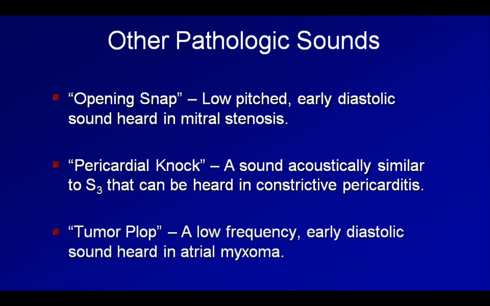Last, the tumor plop is a low-pitched early diastolic sound occasionally heard in the presence of an atrial myxoma. It occurs when a relatively mobile tumor moves in front of the mitral valve during diastole. It can cause a functional mitral stenosis and may be followed by a low-pitched diastolic murmur similar to MS.